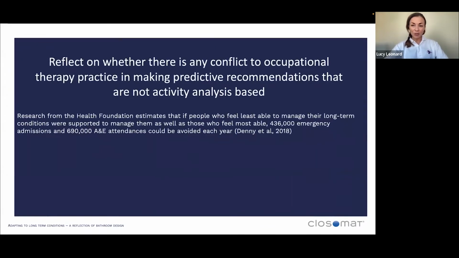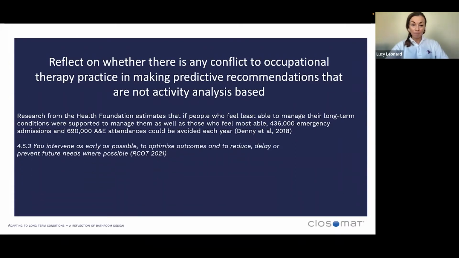I said I was going to touch on this, and I'm really aware of the time, but one of the learning outcomes was to reflect on whether there's any conflict to our practice when we're making predictive recommendations, which aren't based on somebody's current activity analysis. But research from the Health Foundation estimates that if people who feel less able to manage their long-term conditions were supported to manage them as well as those who feel most able, it would reduce emergency admissions and A&E attendances.